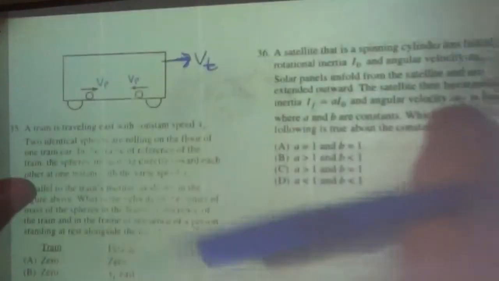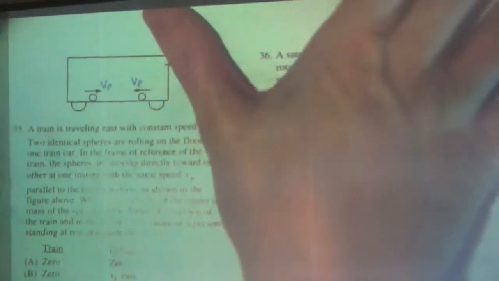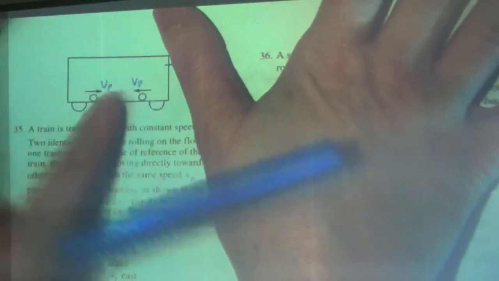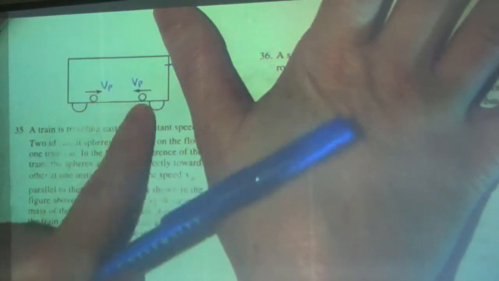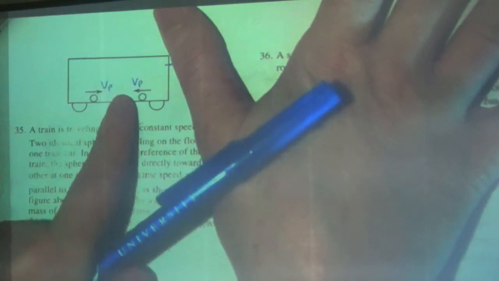So here we have to be careful because we have two different frames of reference. If we're going to just say, okay, from the frame of reference of the train, that would be like if you are standing inside of this moving train and just watching these two balls roll towards each other, then with their equal masses coming at equal velocities, their center of mass is just at rest, right? Their center of mass is just here.